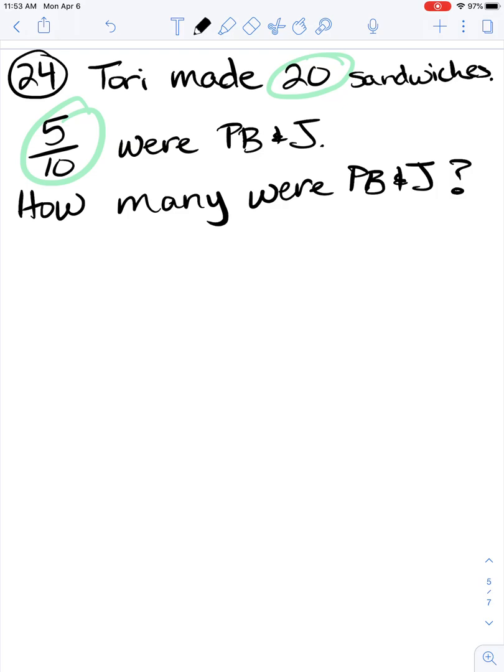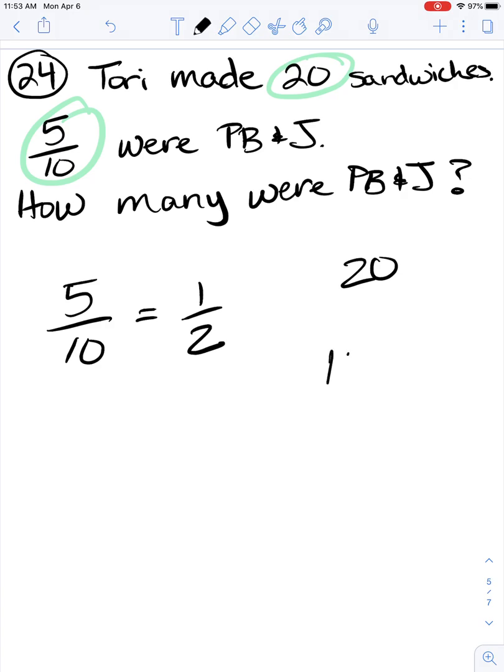Half of 10, I'm out of it this morning. Half of 10 is 5. So 5/10 equals 1/2. Well, what's half of 20? 10. 10 peanut butter and jelly.